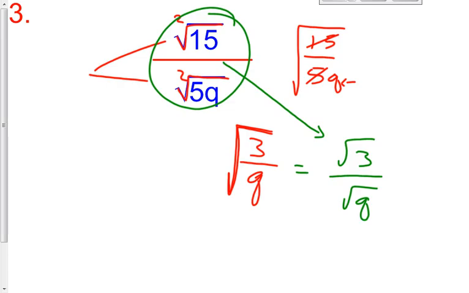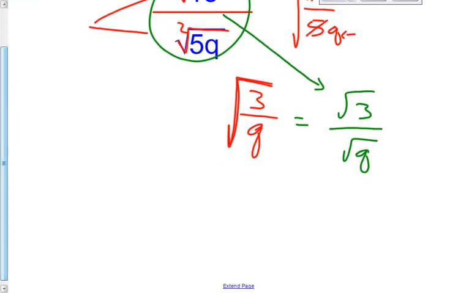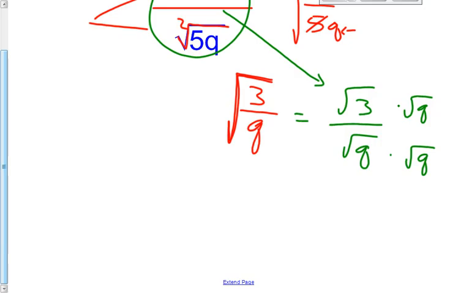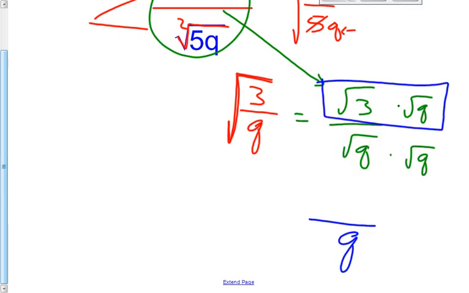Now, class, I'm still not rationalizing the denominator. I still have a square root in the denominator, and I cannot have that. So I have to multiply both top and bottom by whatever the bottom is, which is the square root of q. Multiply by the square root of q. So in the same way, the square root of 7 times the square root of 7 is 7. The square root of 10 times the square root of 10 is 10. The square root of q times the square root of q is q. So in the denominator, all we have is q. In the numerator, the square root of 3 times the square root of q is the square root of 3q. And now, class, we are all done.